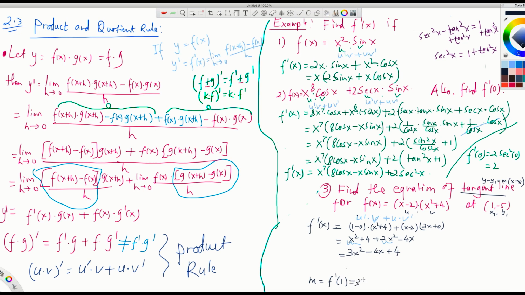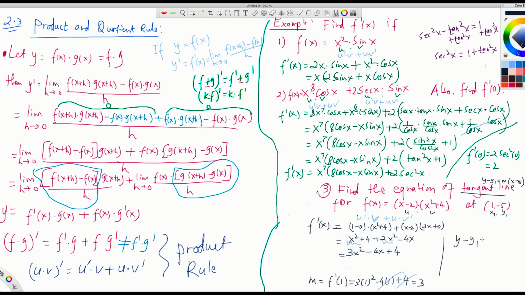It is 3 times 1 squared minus 4 times 1 plus 4. You see that? What is 4 times 1? 4 times 1 is basically 4, right? So negative 4 and positive 4 will cancel out. So 3 times 1 squared is basically 3, right? So this is 3. So what is the equation of the line then?